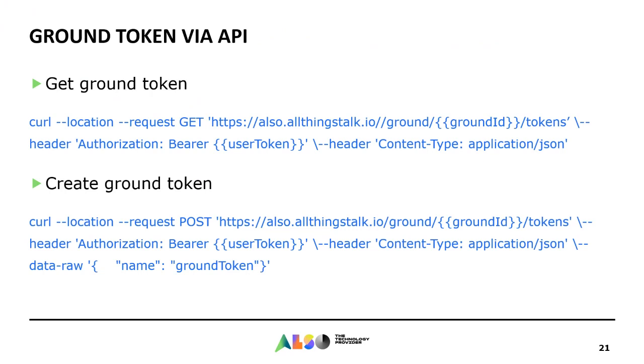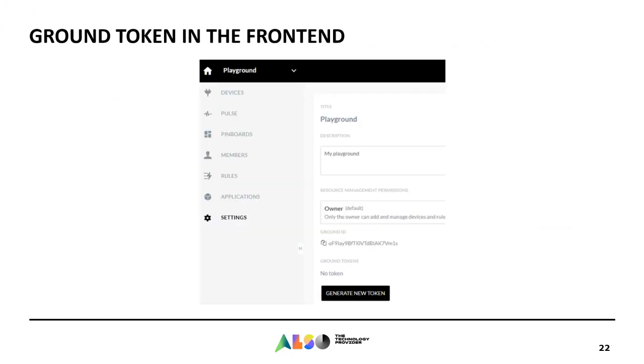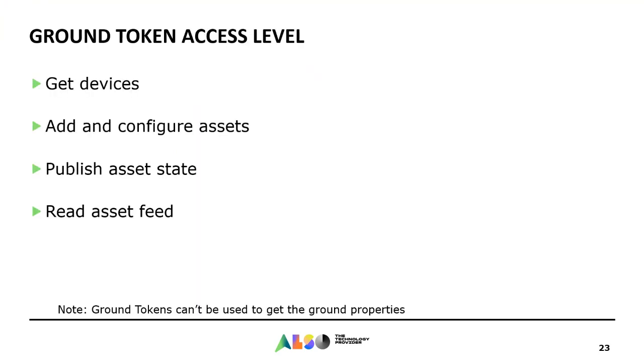So that was the ground token. How do we get a ground token? How can you create a ground token? This is a slide about the ground token. How do we get that in the front end? Like you see, here is the ground. You go to settings. Here there were no ground tokens in this ground, but of course you can just click generate new token and a new token will be generated.